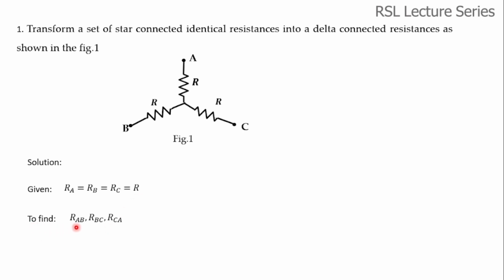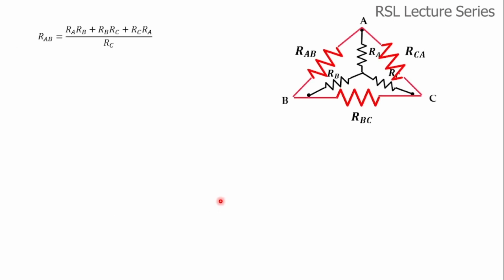Now we have to find RAB, RBC, and RCA. We already know the formula: RAB is equal to RA·RB plus RB·RC plus RC·RA divided by RC. We have to remember the sequence for the numerator and divide by the missing term. Here all the values are equal to R, so we can substitute R: R into R plus R into R plus R into R.